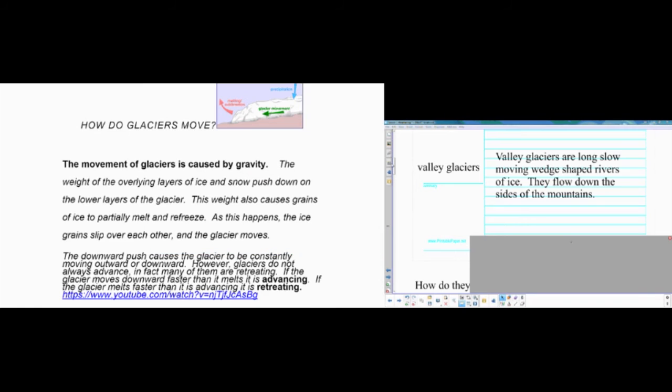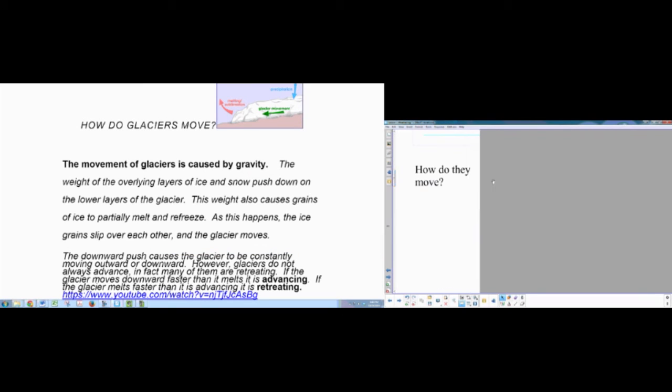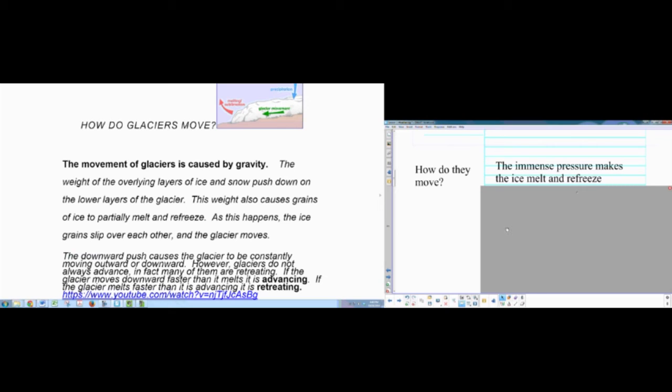Okay, last little bit of notes. How do they move? Well, the movement of glaciers is caused by gravity. The weight of the overlying layers of ice and snow push down on the lower layers of the glacier. This weight also causes grains of ice to partially melt and refreeze. As this happens, the ice grains slip over each other and the glacier moves. The immense pressure of ice makes the ice melt and refreeze. It slowly moves.